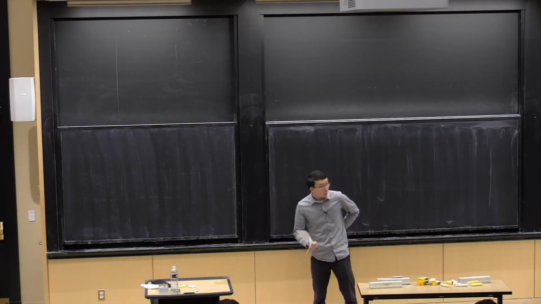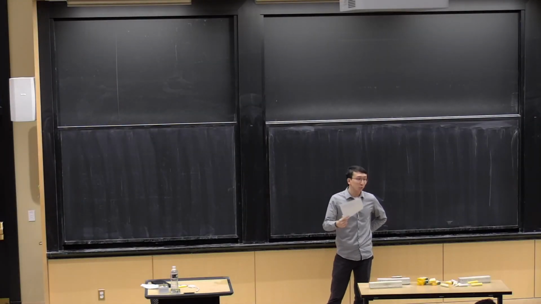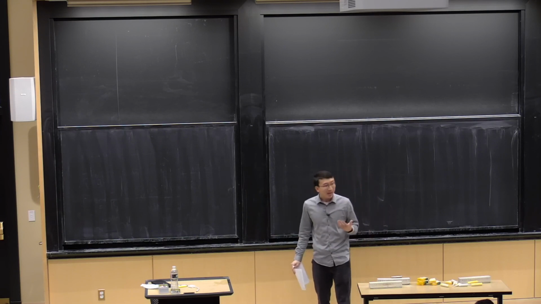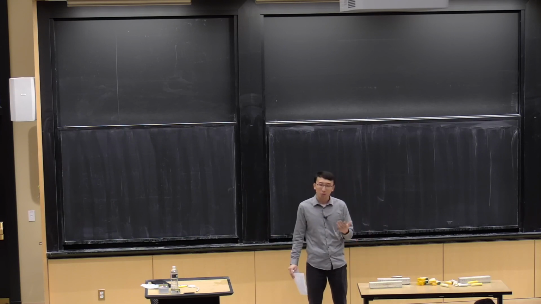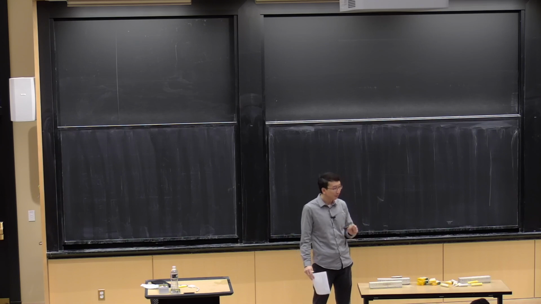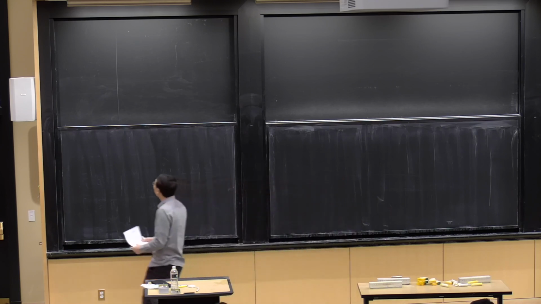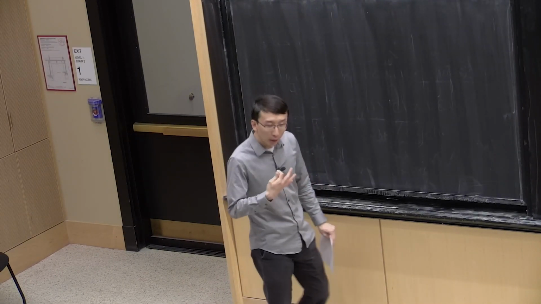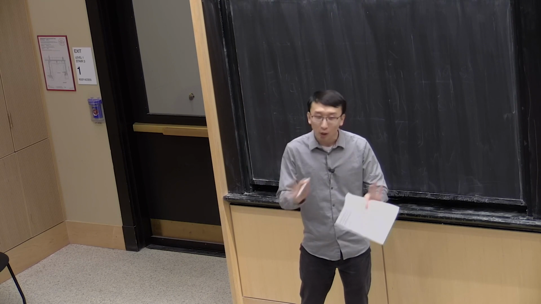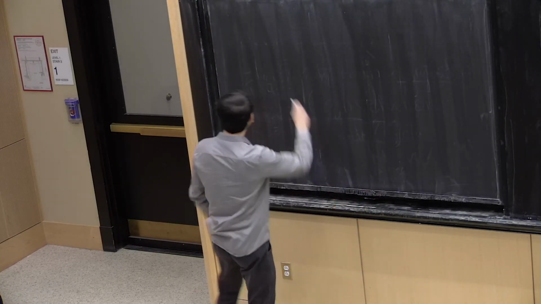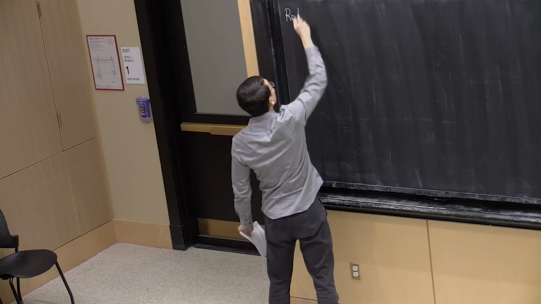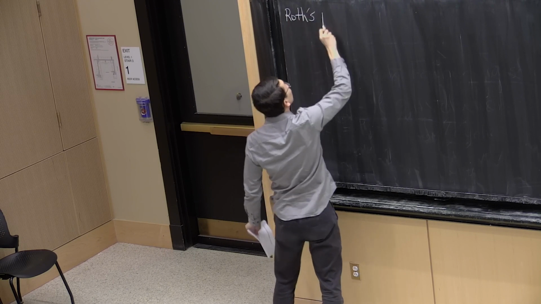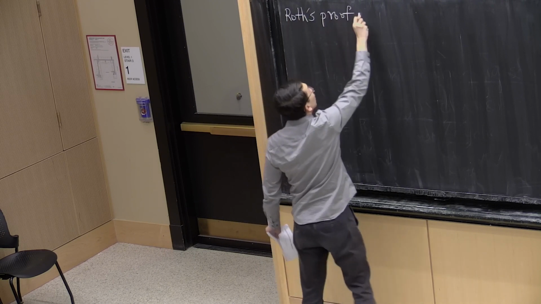Last time we started talking about Roth's theorem, and we showed a Fourier analytic proof of Roth's theorem in the finite field model. So Roth's theorem in F3 to the n. And I want to show you today how to modify that proof to work in the integers. And this will be basically Roth's original proof of his theorem.